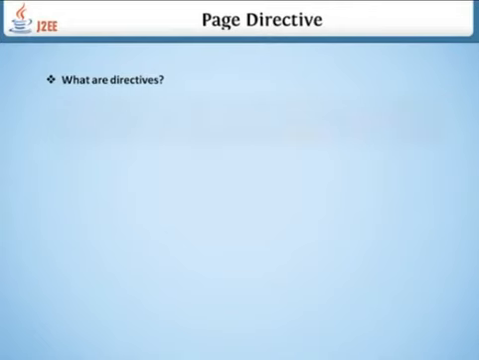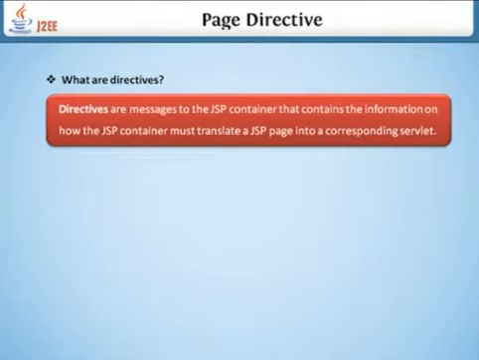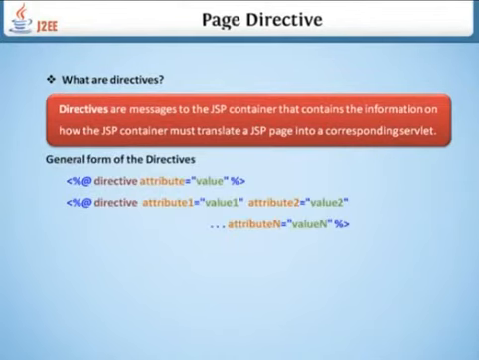Page directives. What are directives? Directives are messages to the JSP container that contain the information on how the JSP container must translate the JSP page into the corresponding servlets. The general form of the directives looks like this.